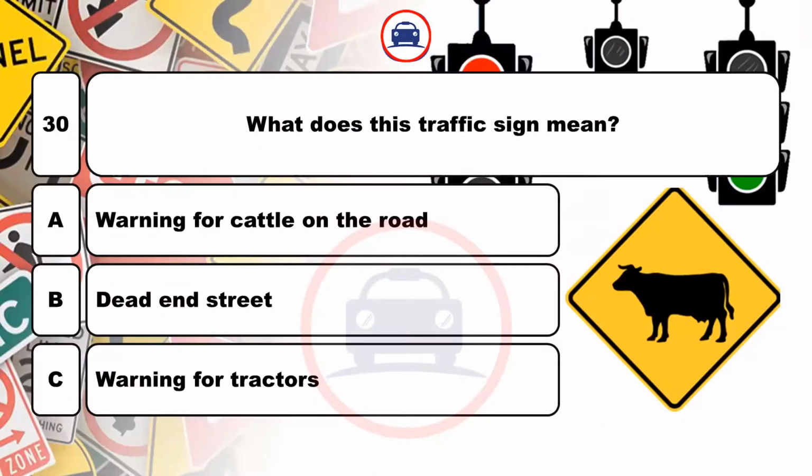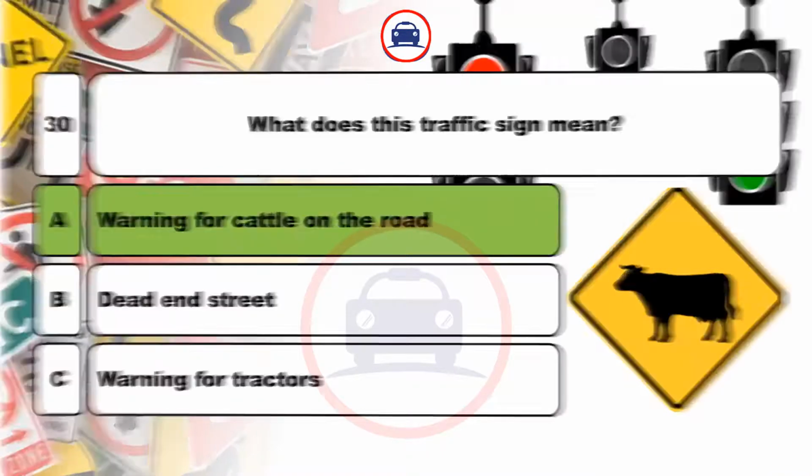What does this traffic sign mean? A. Warning for cattle on the road. B. Dead end street. C. Warning for tractors. Correct answer A. Warning for cattle on the road.